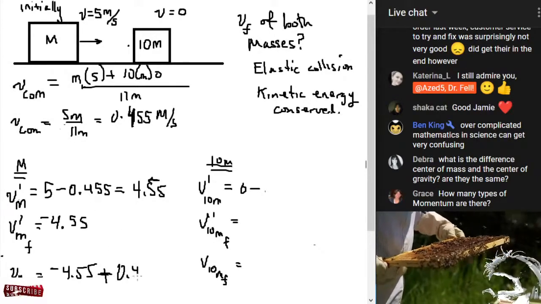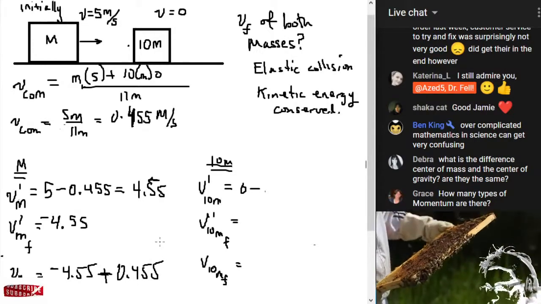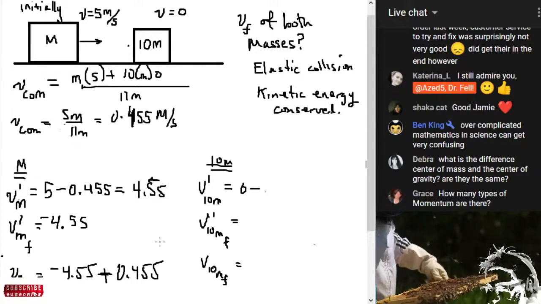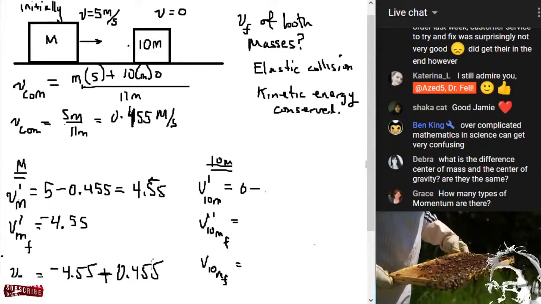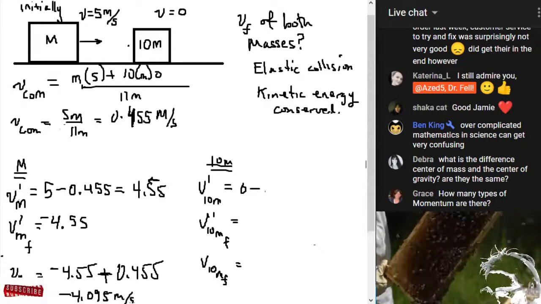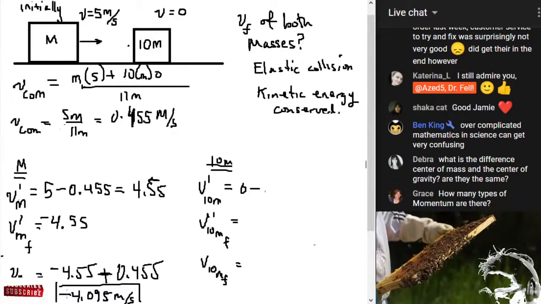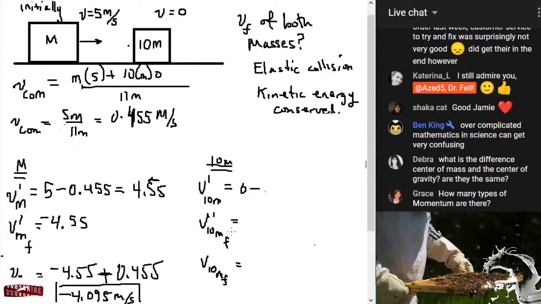Okay, 0.455, so negative 4.55, negative 4.095. Okay, so that's how fast that smaller mass is going to be going. It's going to be going back the other direction at 4.1 meters per second.